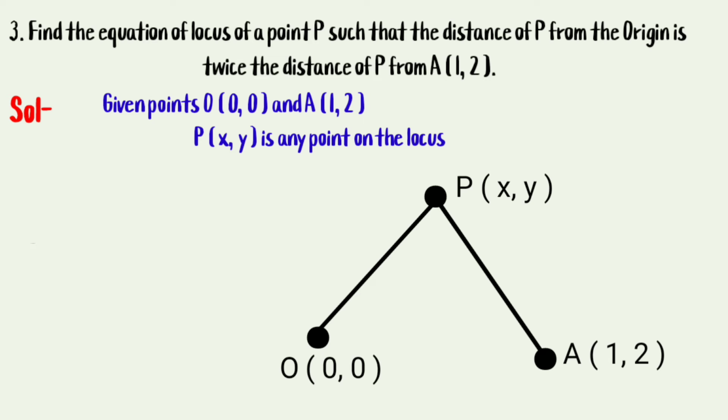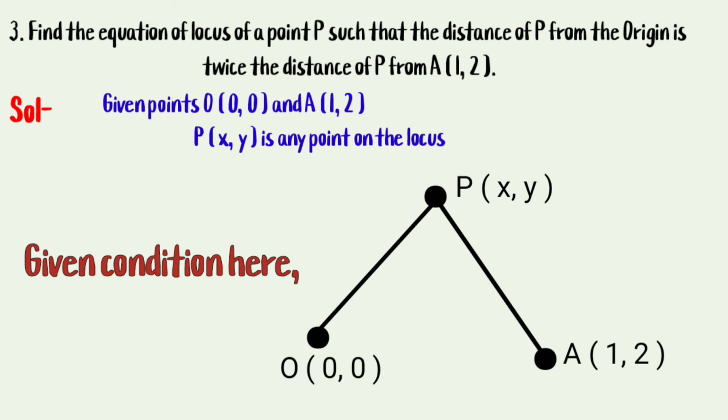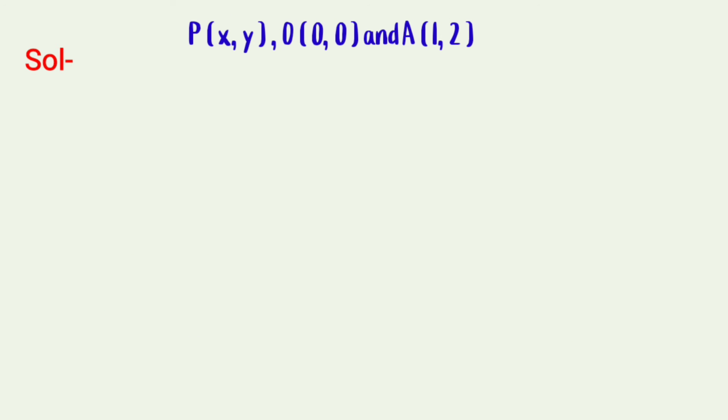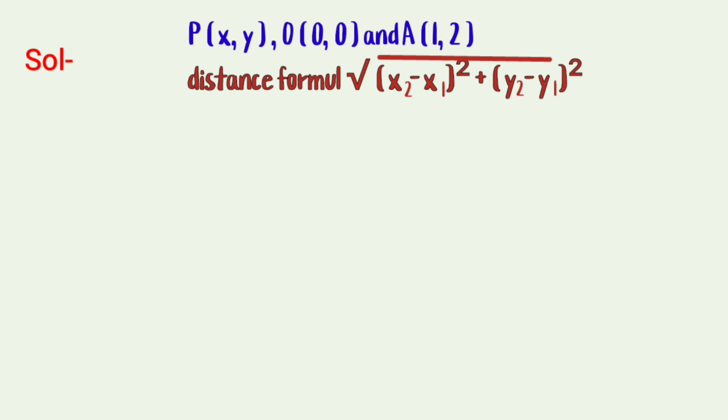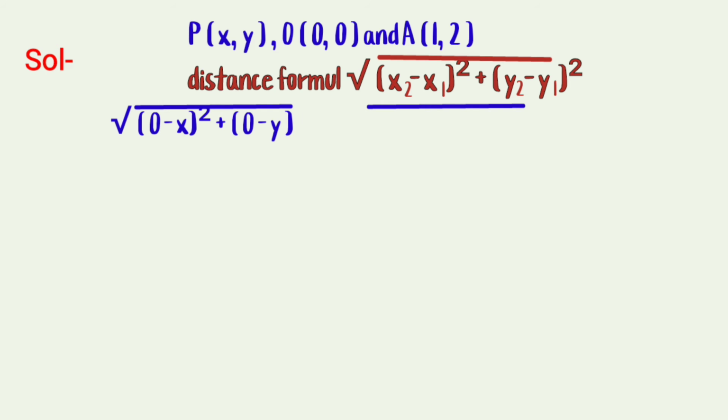So here O is the point (0, 0), A is the point (1, 2), and P is (x, y). Here the given condition is OP is equal to 2AP. Let's do it. Using the distance formula, under root (x2 minus x1) whole square plus (y2 minus y1) whole square, we substitute. So we get under root (0 minus x) whole square plus (0 minus y) whole square is equal to 2 times under root (1 minus x) whole square plus (2 minus y) whole square.